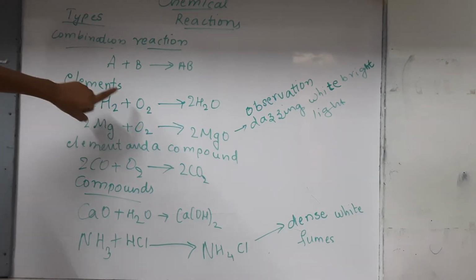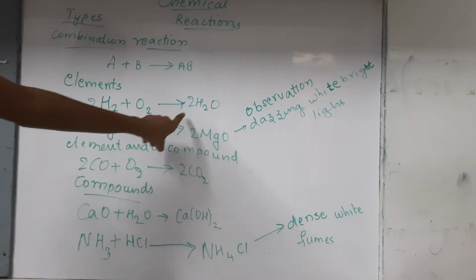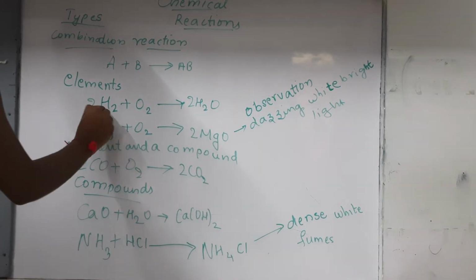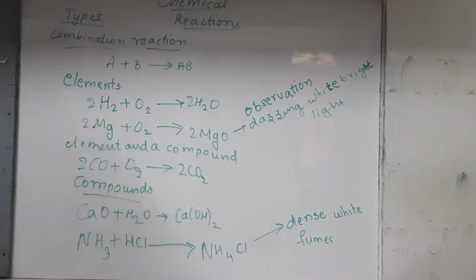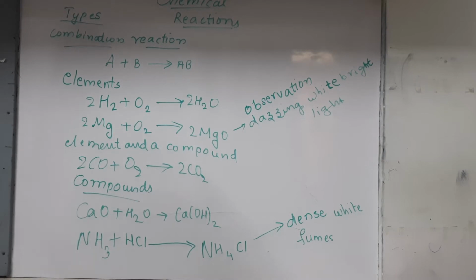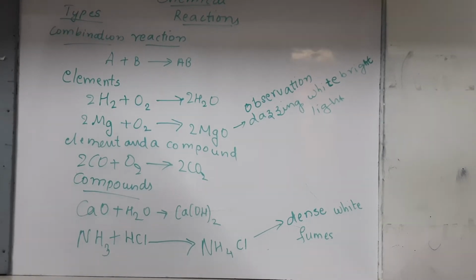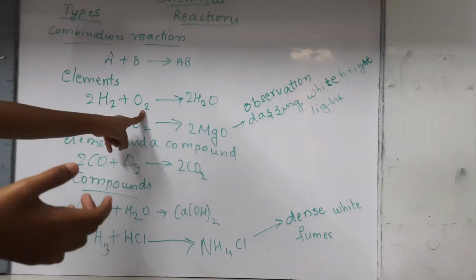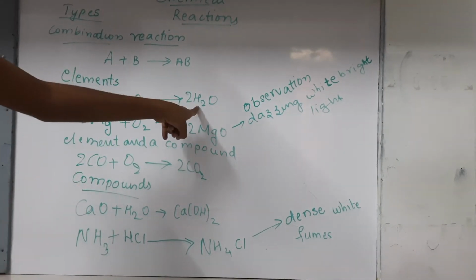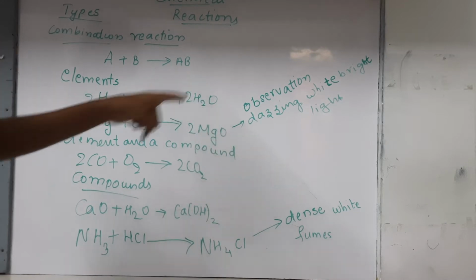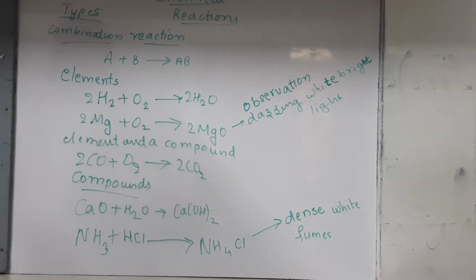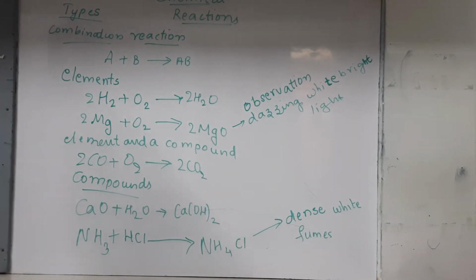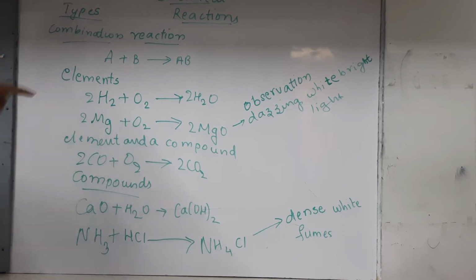2H2 plus O2 gives 2H2O. Here they are using symbols and formulas to represent a chemical reaction. In this chemical equation, H2 plus O2 are the reactants and H2O is the product. Always remember they should be in a balanced equation. Next, let us see the different types of reactions.